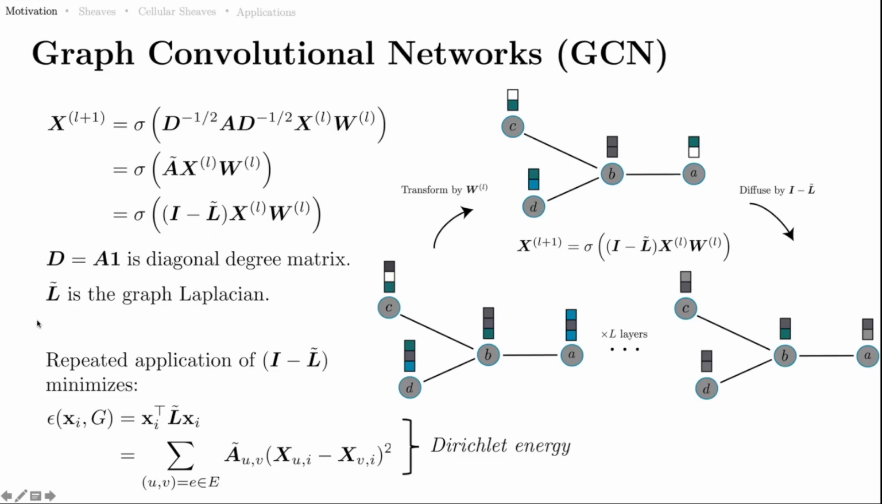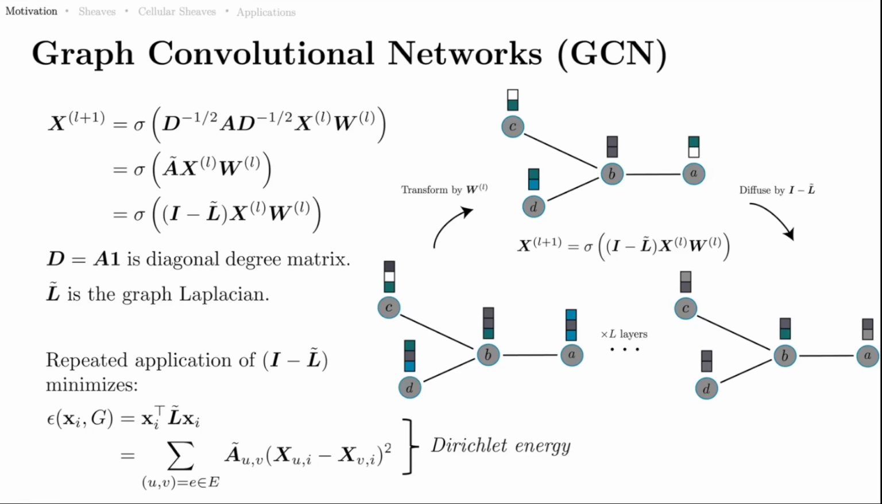So the important thing to note here is that if we were to repeatedly apply this diffusion operator on some channel i of our entire signal across the nodes, the quadratic form would go to 0. And so what this means is we're minimizing the Dirichlet energy, meaning that we're pushing the representations of nodes to align with each other.